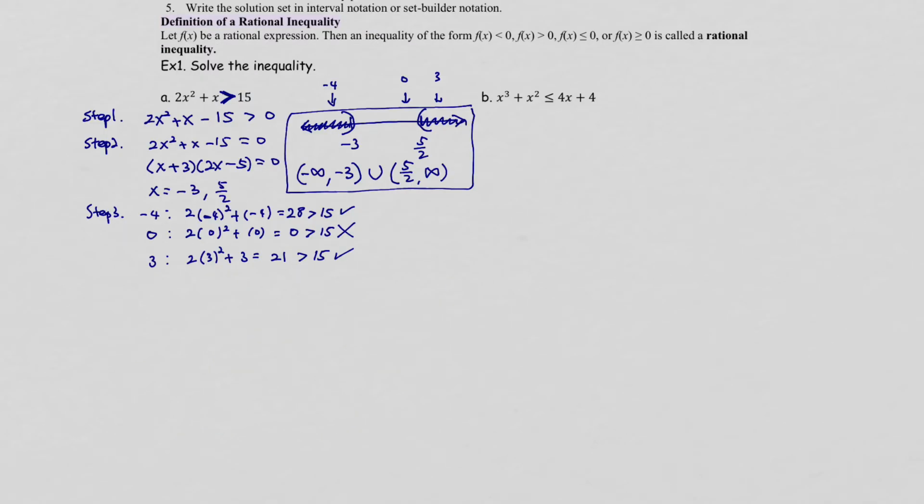Okay, let's try another one. What was the first step? Setting one side equal to 0 in descending order. So you're going to have x cubed plus x squared minus 4x minus 4 is less than or equal to 0. Once you've made it in descending form, now you're going to solve it as an equation to find the boundary points.